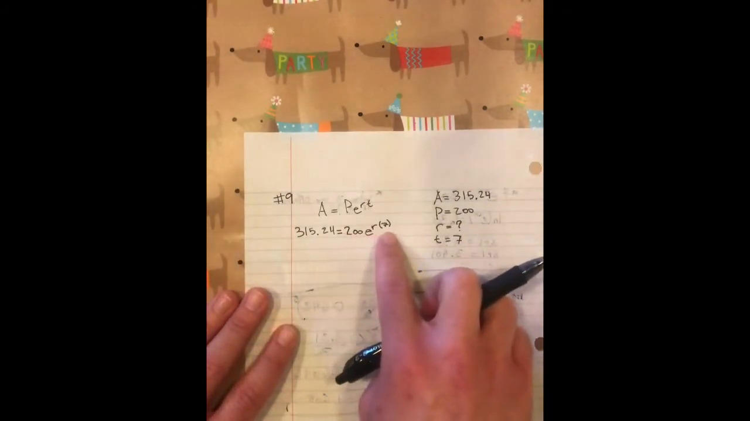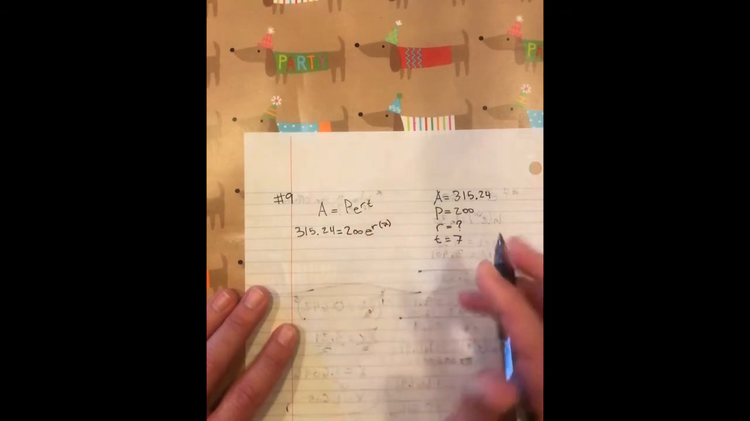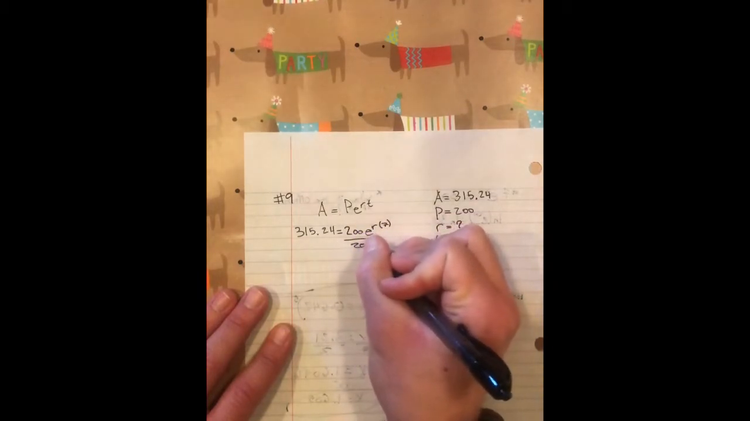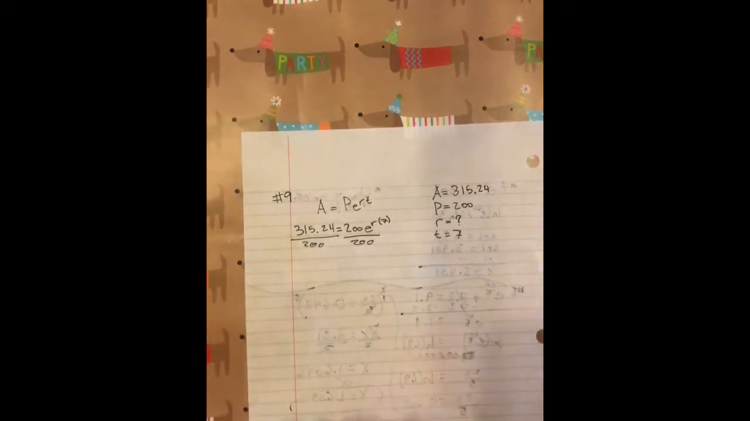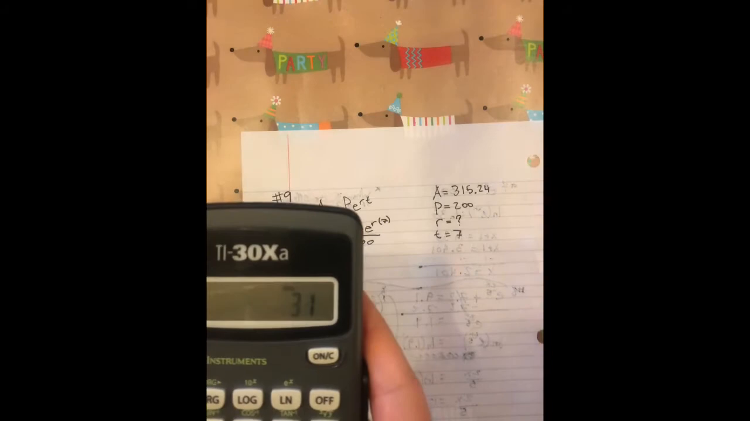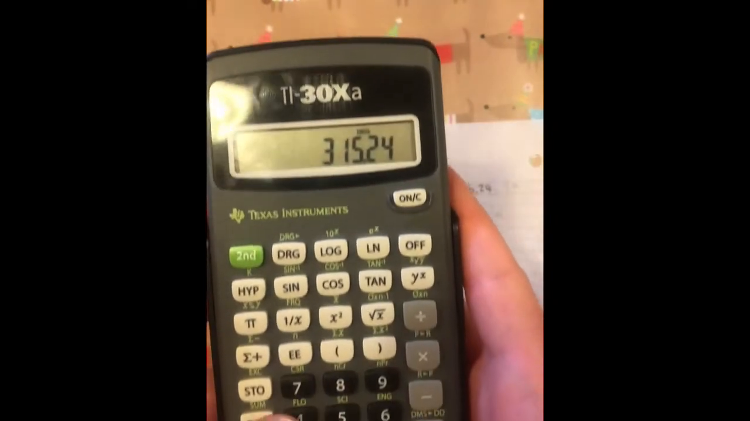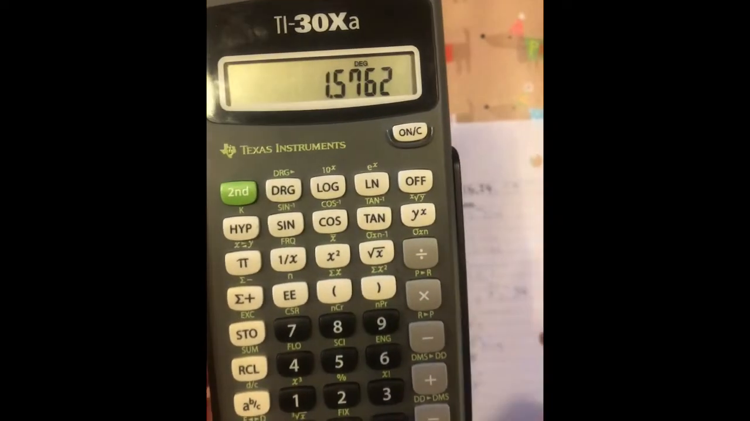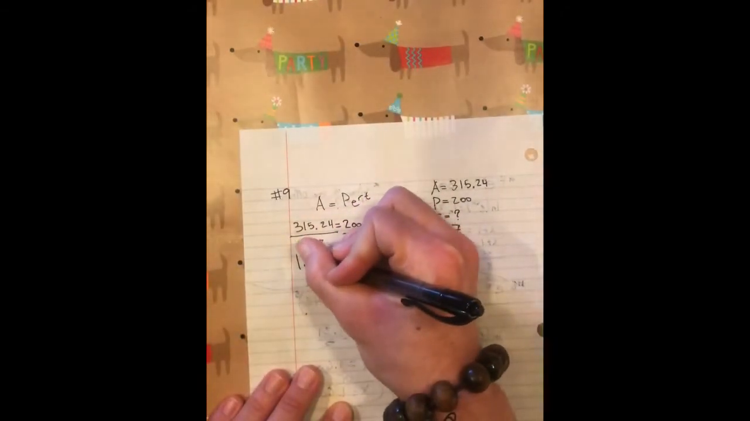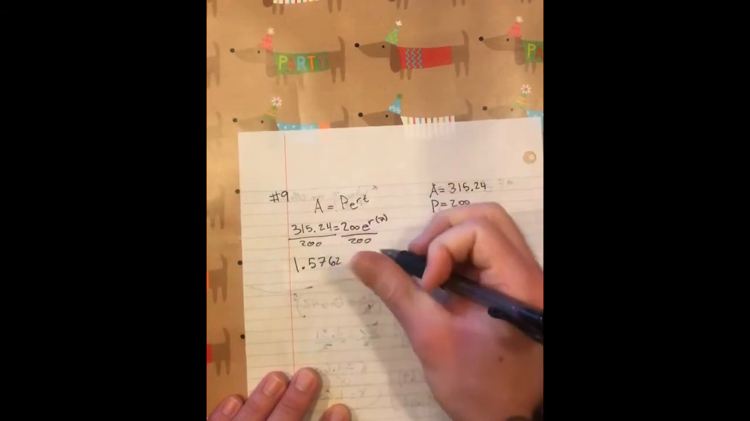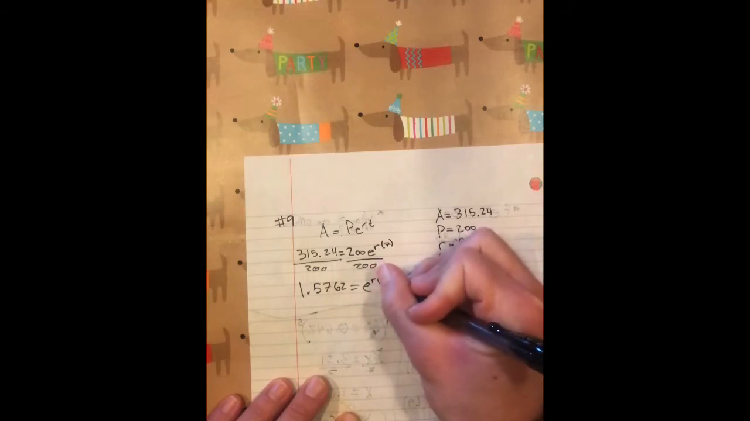So step 1, we need to get this by itself, so I need to get rid of this. So what's the opposite of multiplication? Division. What I do to one side, I need to do to the other side. So 315.24 divided by 200 equals 1.5762. 1.5762 equals e to the r times 7.